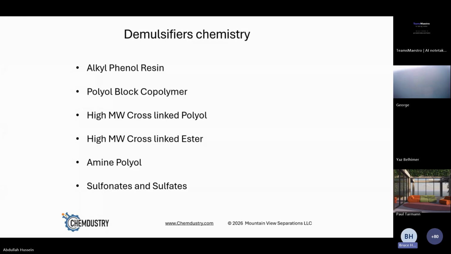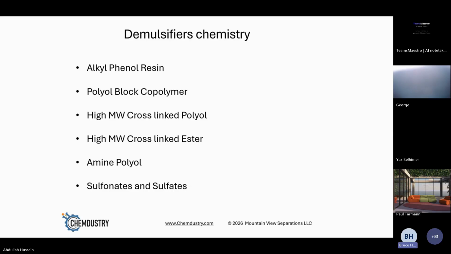The polyol block copolymers are just large strands of repeating units that help flock the water droplets to the surface and also help coalesce the water droplets together. The high molecular weight cross-link polymers are very good at dehydration, and they're probably the second or third most used demulsifier chemistry out there.